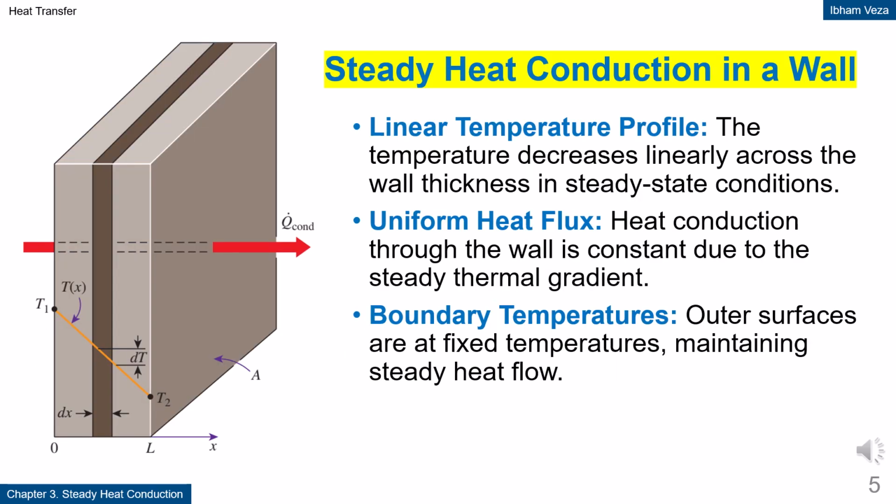Steady heat conduction in a wall. Under steady conditions, the temperature profile inside the wall is linear with respect to position. This indicates that the temperature gradient is constant throughout the wall thickness. Because the gradient is constant, the heat transfer rate is also constant. The temperatures at both surfaces are fixed, so there is no energy accumulation inside the wall. This model simplifies the relation between thermal conductivity and heat transfer rate.